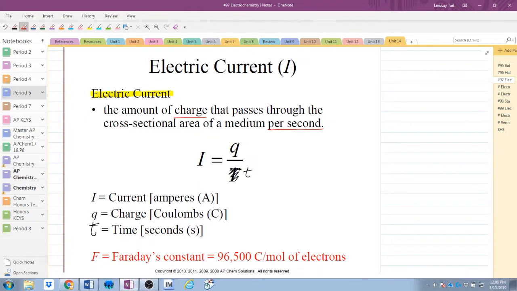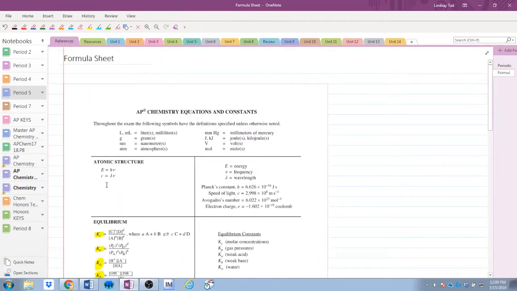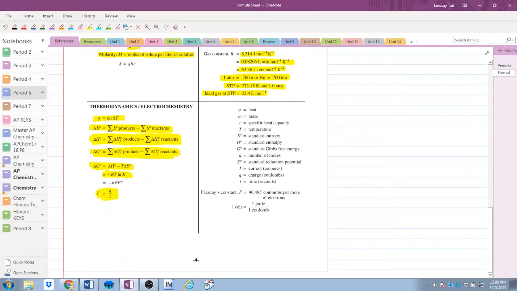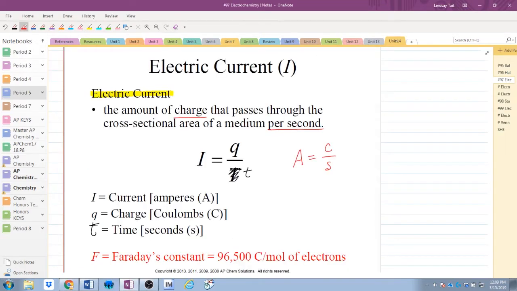And so what this sets up for us is that the unit amps is equivalent to the unit coulomb per second. Much like molarity is equivalent to mole per liter, amps is equivalent to coulomb per second. Nice thing for you is that you don't have to memorize those units, because those are one of the only ones provided on your formula sheet. Do you see they say amperes, coulombs, and seconds? They actually tell you what those particular things are measured in for that equation. So that's a nice thing to help you out.